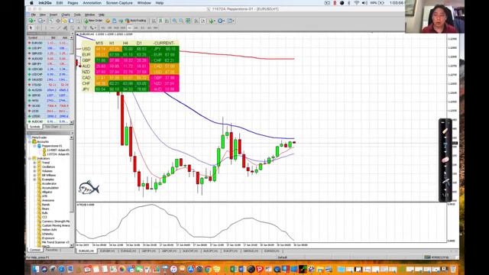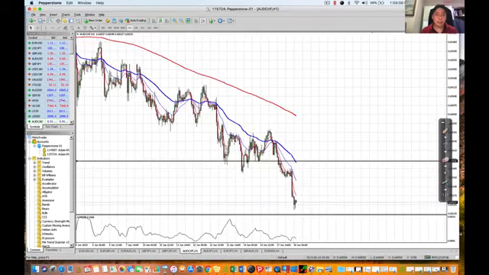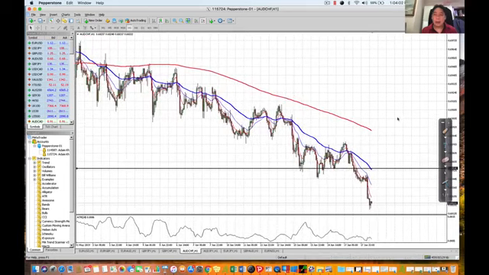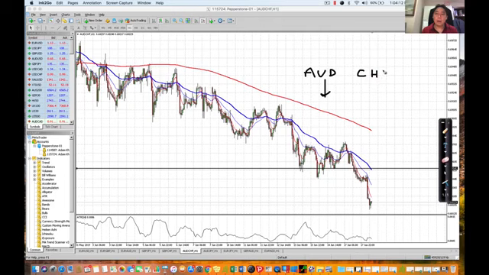So let's take a look at Aussie franc right now. Where's my Aussie franc? There we go. That's the Aussie franc. Okay, and again, Aussie is weak, so we want to sell the Aussie. Franc is green. We want to buy the franc. Okay, so sell Aussie, buy franc, which means we're going to short the Aussie franc pair.